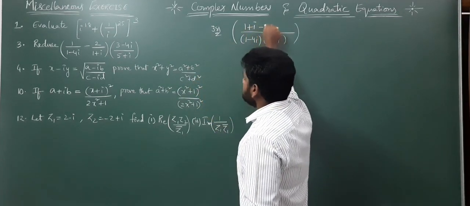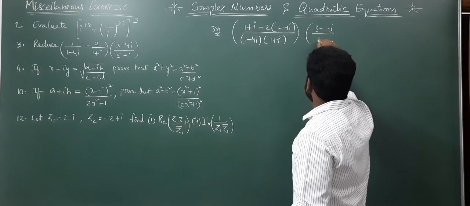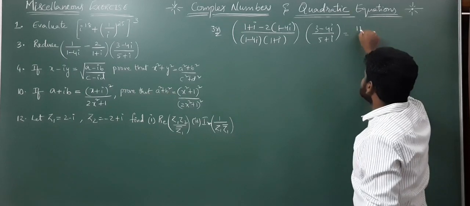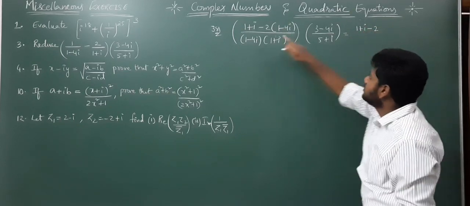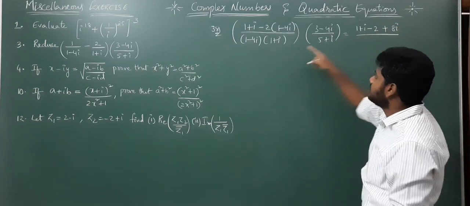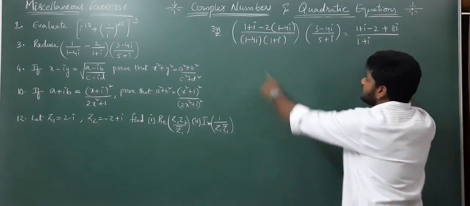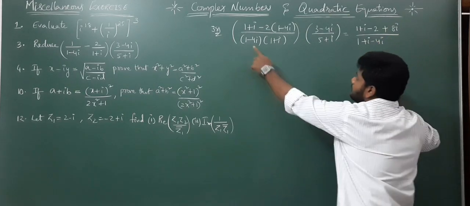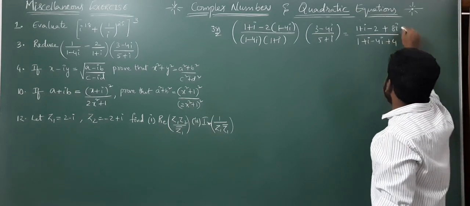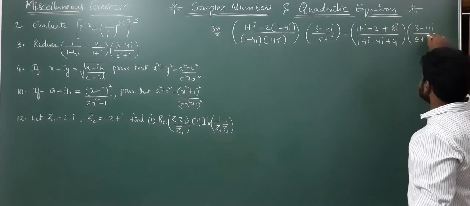So it is (1 plus i minus 2) into (1 minus 4i) into (3 minus 4i) by (5 plus i). If you simplify that first bracket here, this is 1 plus i minus 2, minus into minus plus 8i, divided by, you multiply these two. 1 into 1 is 1, next 1 into i is plus i, minus 4i into 1 is minus 4i, minus into plus is minus, but i into i is i square, minus into minus again becomes plus 4, into (3 minus 4i) by (5 plus i).